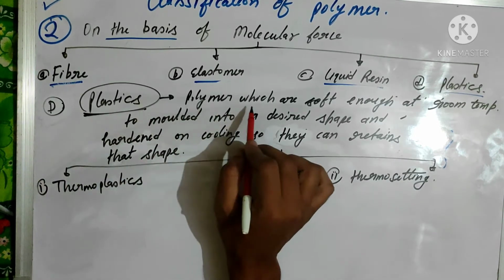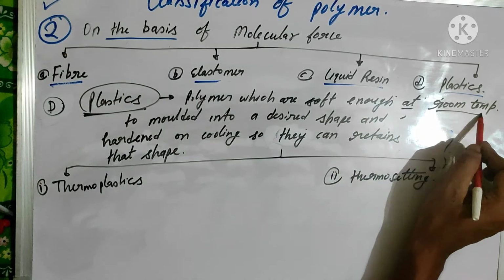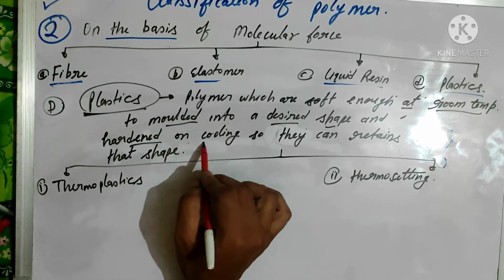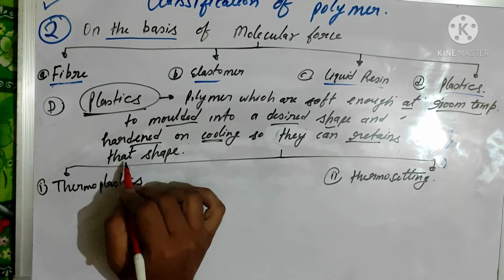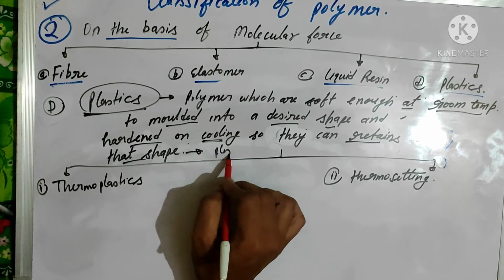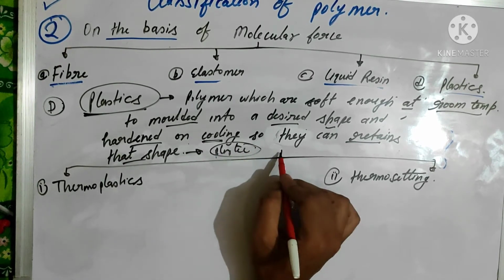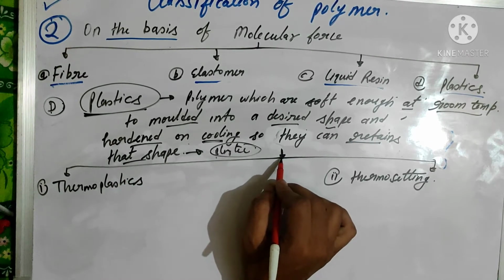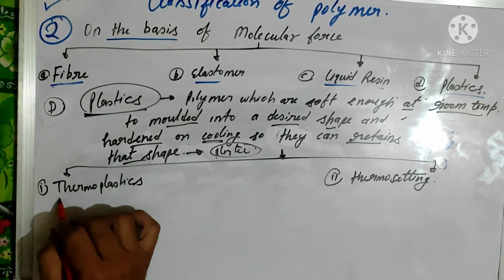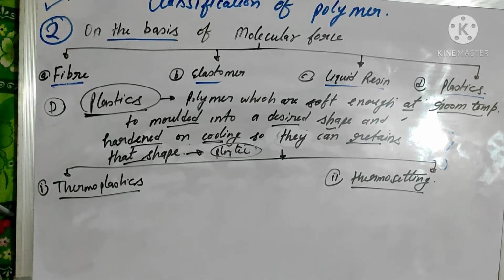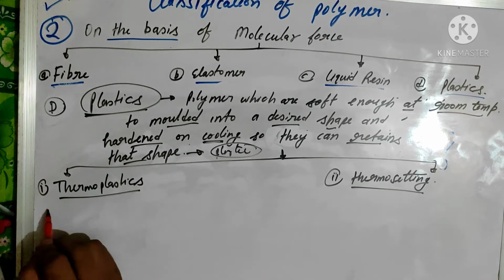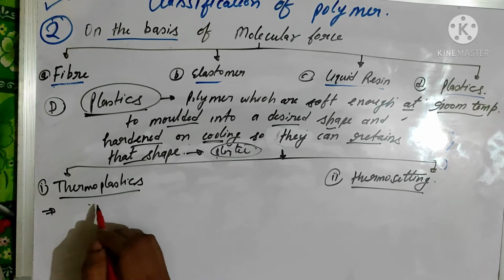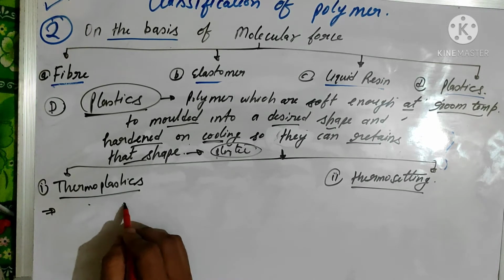The plastic: the polymer which is softened enough at room temperature to be molded into the desired shape and hardens on cooling, so it can retain that shape, is known as plastic. On the basis of thermal behavior, plastic is categorized into two types. One is thermoplastic and second is thermosetting. The thermoplastic: the plastics that soften and harden reversibly on changing the temperature.